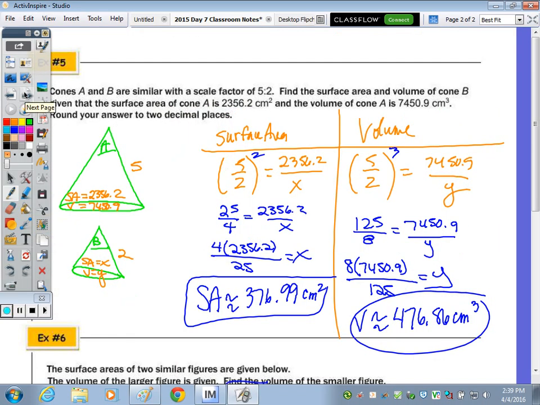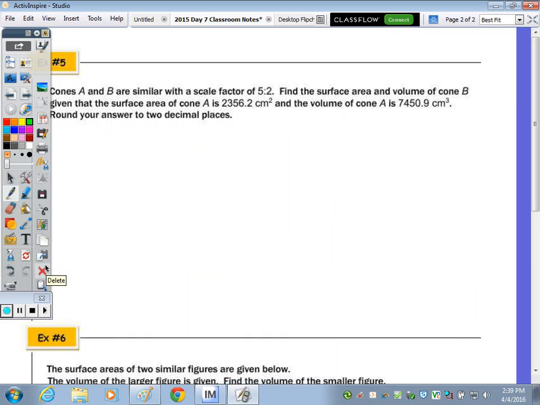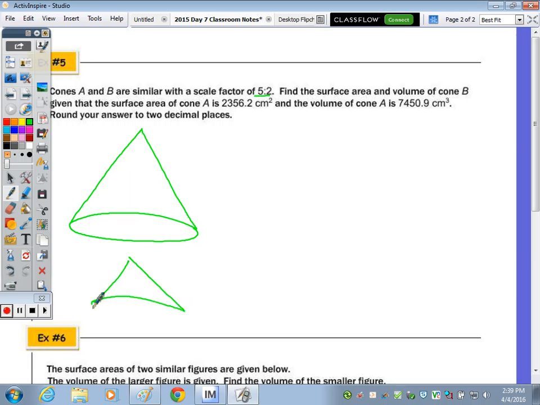Let's draw some pictures. Whoops, this is from the earlier class. Let's draw some pictures of your two cones in number 5. Cone A and cone B are similar. So the scale factor is 5 to 2, so you have a larger one and a smaller one. And I'll put it for the slant height, 5 to 2. Find the surface area and volume of cone B, given that the surface area of cone A is 2,356.2 square centimeters, and the volume is 7,450.9 cubic centimeters. So we're going to find the surface area here, let's call it x, and the volume here I'll call y.